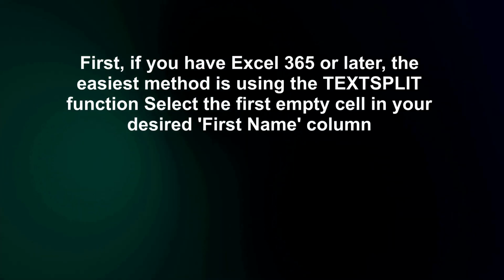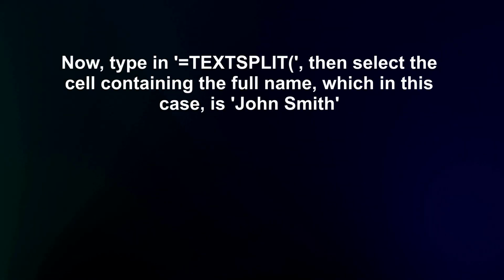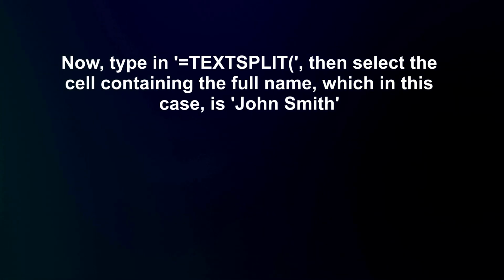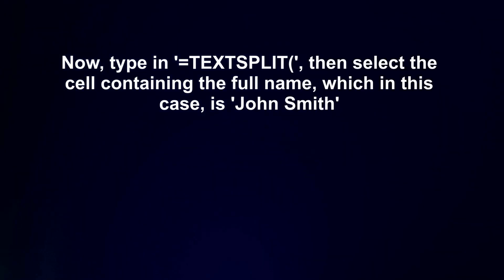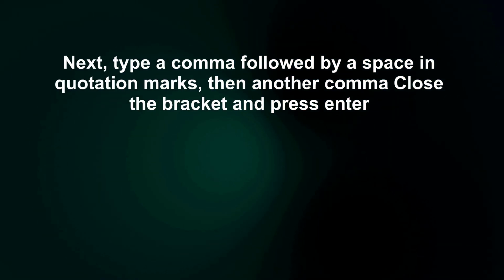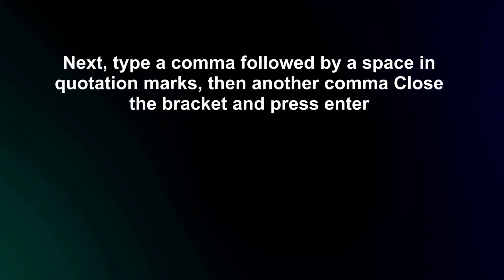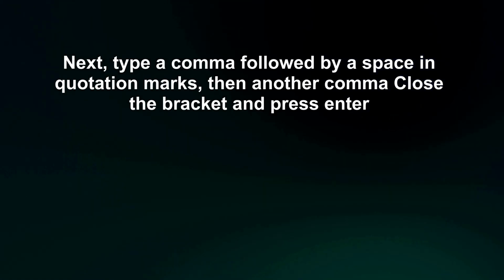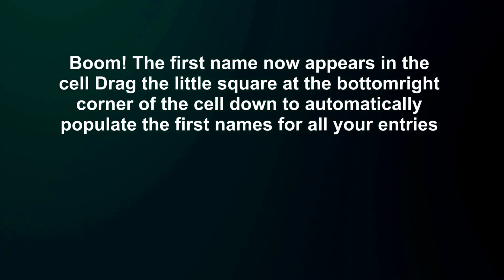Select the first empty cell in your desired first name column. Now, type in equals TEXTSPLIT, then select the cell containing the full name, which in this case is John Smith. Next, type a comma followed by a space in quotation marks, then another comma, close the bracket and press enter. Boom, the first name now appears in the cell.